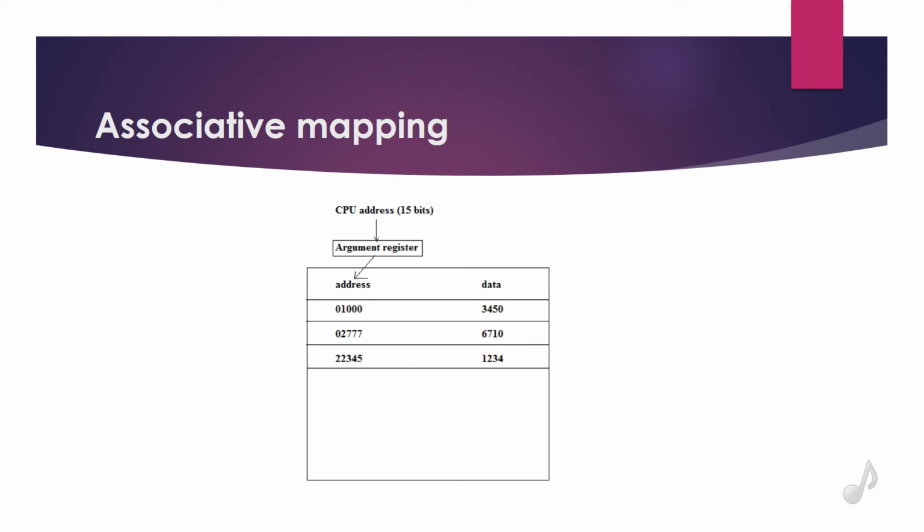As you can see in the diagram, a CPU address of 15 bits is placed in the argument register and the associative memory searches for a matching address. If the address is found, the corresponding 12-bit data is read and sent to the CPU. If not, the main memory is accessed for the word. If the cache is full, an address-data pair must be displaced to make room for a pair that is needed and not presently in the cache.